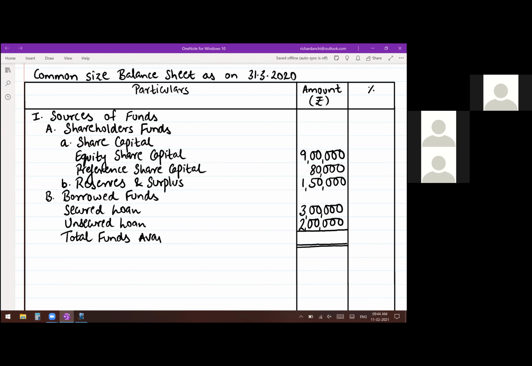Yes, anybody with the total? Add up. Total funds available: 16,30,000. 9, 10, 15 and 130. 16,30,000. Correct.